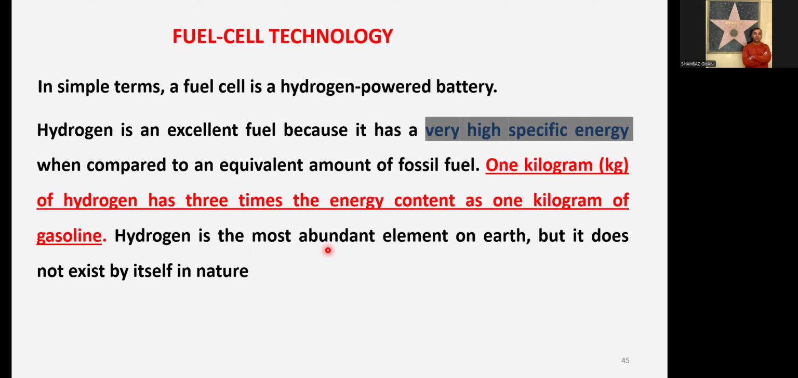Hydrogen is the most abundant element on Earth, but it does not exist by itself in nature because it is always in combination with some other form. So it is the most abundant element on Earth, but it does not exist by itself in nature.